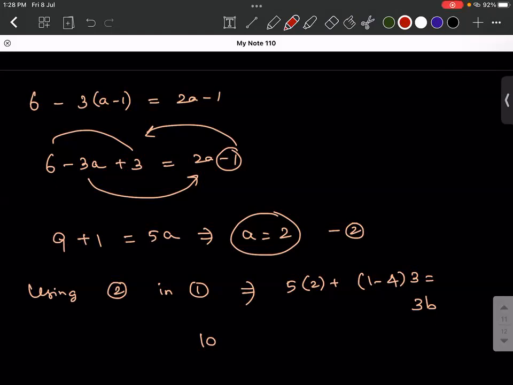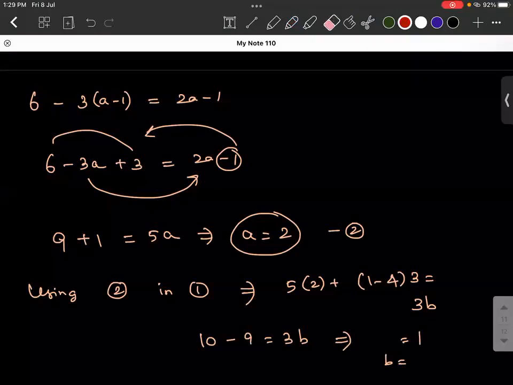Do the mind calculation and tell me. 5 into 2 is still 10. 1 minus 4 is how much? Minus 3 into 3 is? So 10 minus 9 is equal to 3b, which implies 3b is 1. B will be, that's the answer.